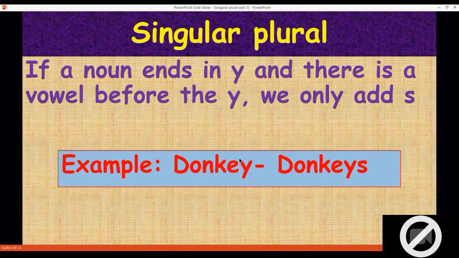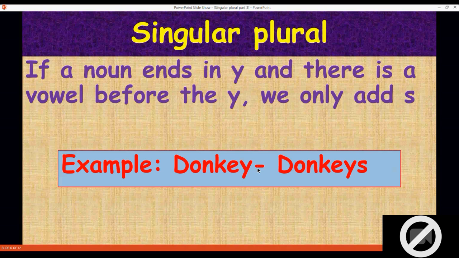If you find a word with the last letter Y, just check the letter before the Y. If this is a vowel, then just add S. It is as simple as that.